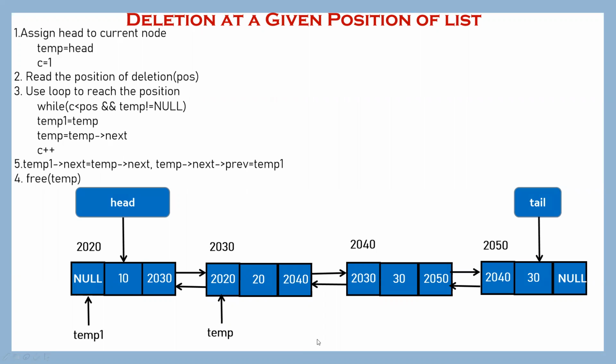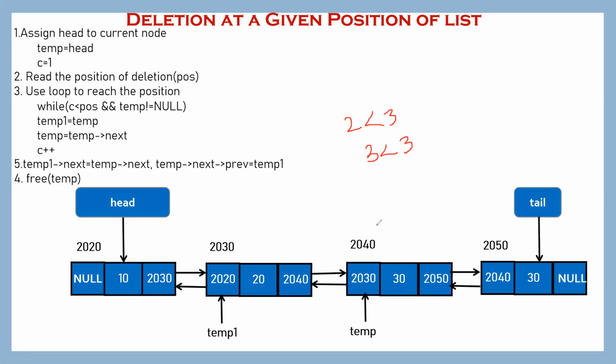Now again, what is the value of C? 2. 2 less than 3, is the condition true? Yes. So what we need to do? Again, temp will be moved one position forward. So now this is temp1, this is temp. Now what is the value of C? C is now 3, less than 3. Is that condition true? No. So condition failed.